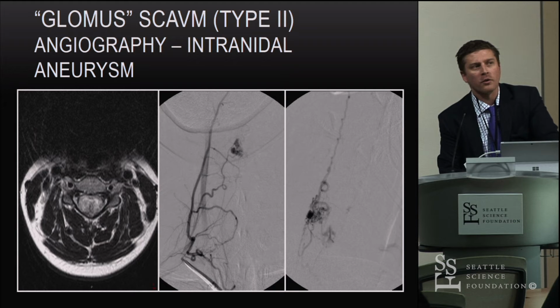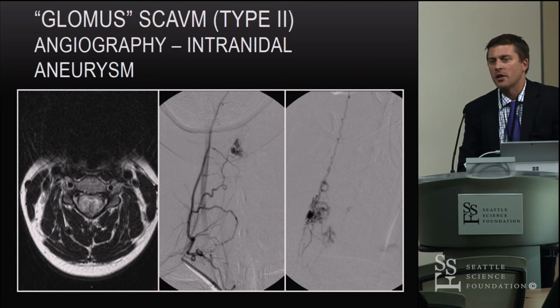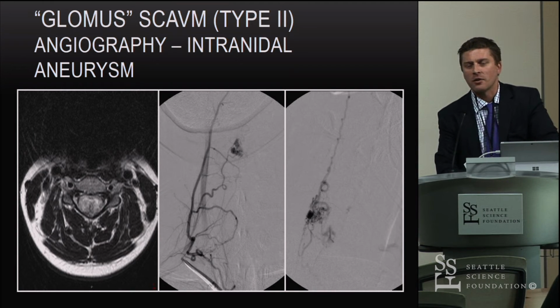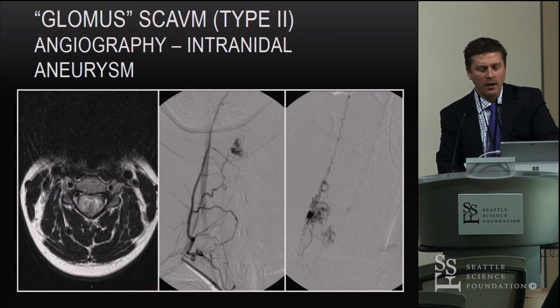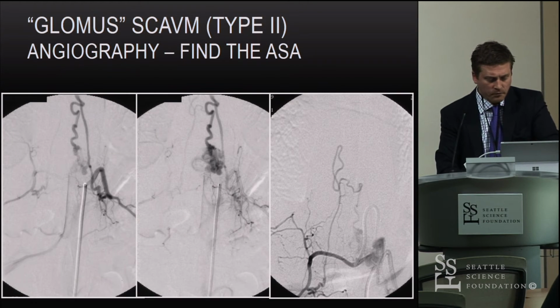Similarly, we've got to look for intranidal aneurysms. If you have an intranidal aneurysm, it significantly increases your risk of rehemorrhage. And what we can see here, you can see right at the base of that AVM, there's a large dilatation. That's an intranidal aneurysm, and that portends a poor prognosis.